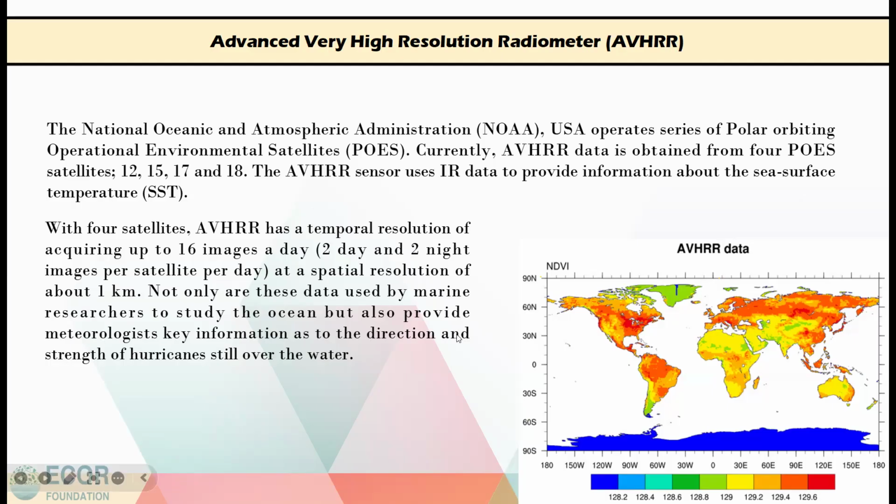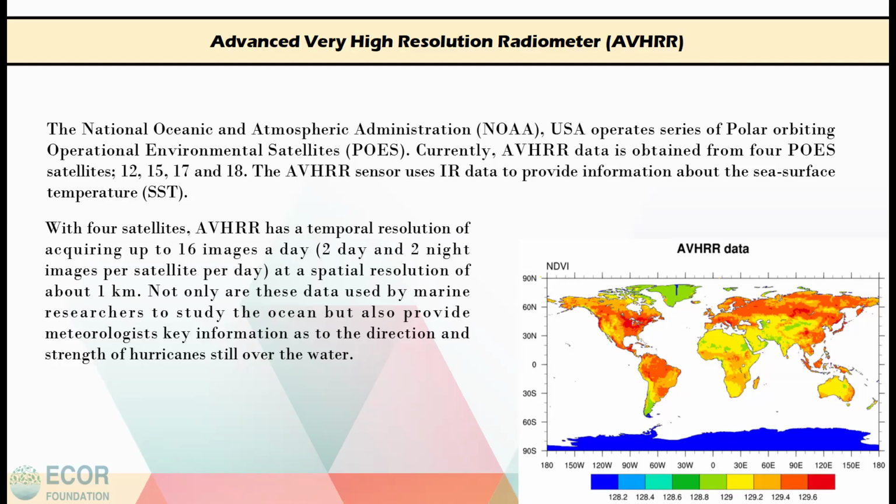And here we have the AVHRR, Advanced Very High Resolution Radiometer. NOAA is the mission operator for this particular sensor. USA is the operating system, and it is a polar orbiting operational environmental satellite series, POES. Currently AVHRR data is obtained from POES satellites, from 12 to 18. This sensor uses the infrared data to provide information about sea surface temperature. It is of very good resolution.